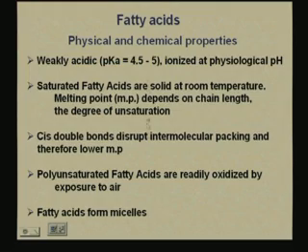What we have to remember is that they are weakly acidic, saturated fatty acids are usually solid at room temperature, and the melting point is going to depend upon the number of carbon atoms you have and on the degree of unsaturation. The more cis bonds you have, the lower the melting point is going to be, because you are going to disrupt the intermolecular packing between the hydrophobic chains.